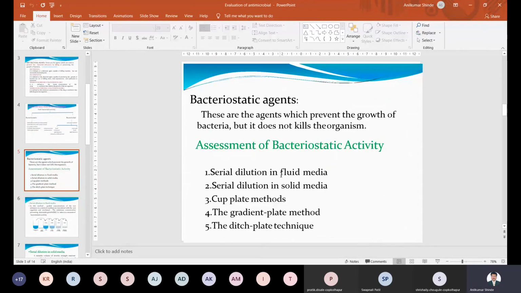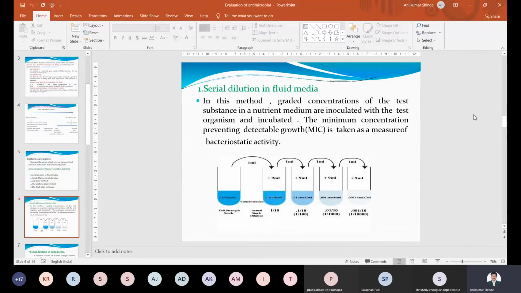Right. So we have already seen serial dilution in fluid media, and the solid media methods: cup plates, gradient plates and dish plates. We have seen a brief about this. Serial dilution, we have already seen. In that, we can calculate the minimum inhibitory concentration with the bactericidal activity. This is a stock solution. You can prepare the stock solution containing the disinfectant solution. From the disinfectant solution, we can add 1 ml, from that 1 ml again to the second, then again the third, and again the fourth. So the concentration of that disinfectant solution is 1:10, 1:100, 1:1000.